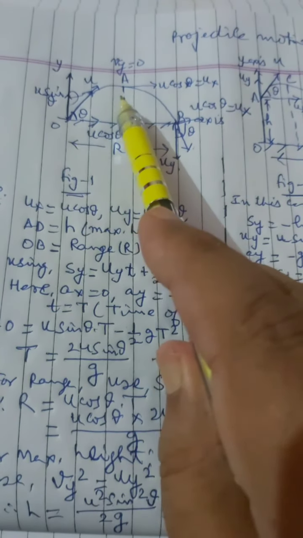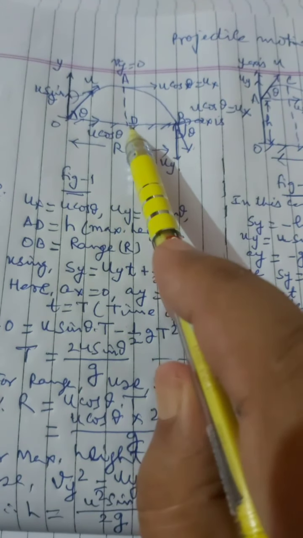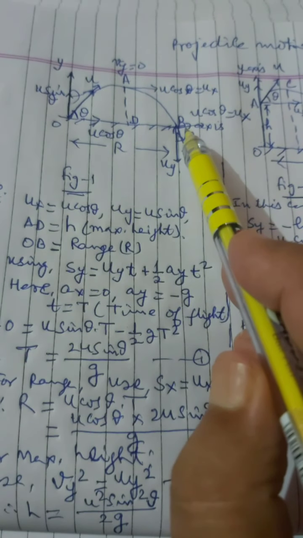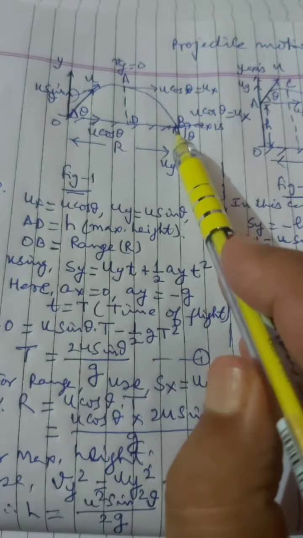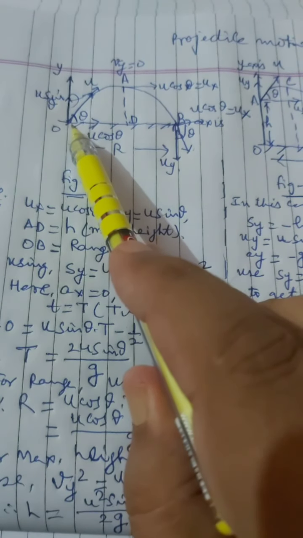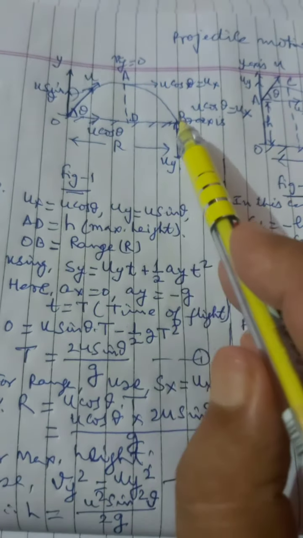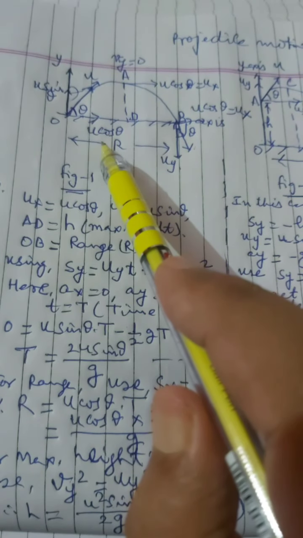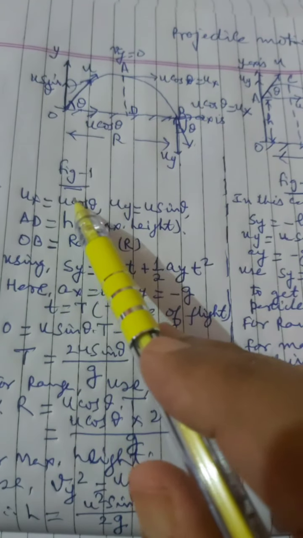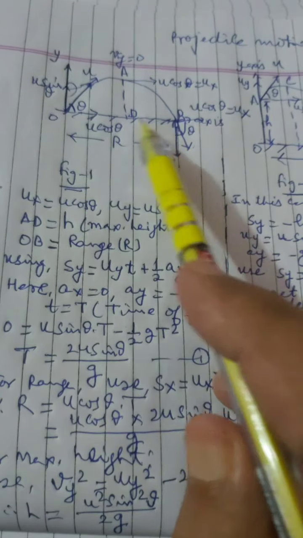The particle reach at maximum height, that is at point A. So AD will be the maximum height, and reaching on ground at point B. So OB will be called its range of the projectile, and time taken from O to A and then from A to B, total time, this is called time of flight in this figure. So how to proceed to get the time of flight, range of projectile, and maximum height?